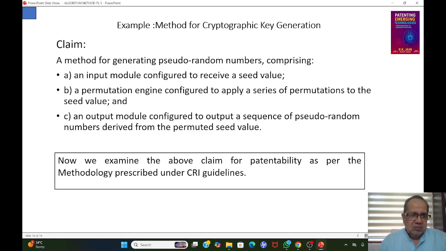So the given claim has been put out here. The method for generating a pseudo-random number gives an input module which receives the seed value, a permutation engine which applies a series of permutations, and finally an output module which could be a simple display system. Now as per the methodology we just outlined, let us try to examine this.